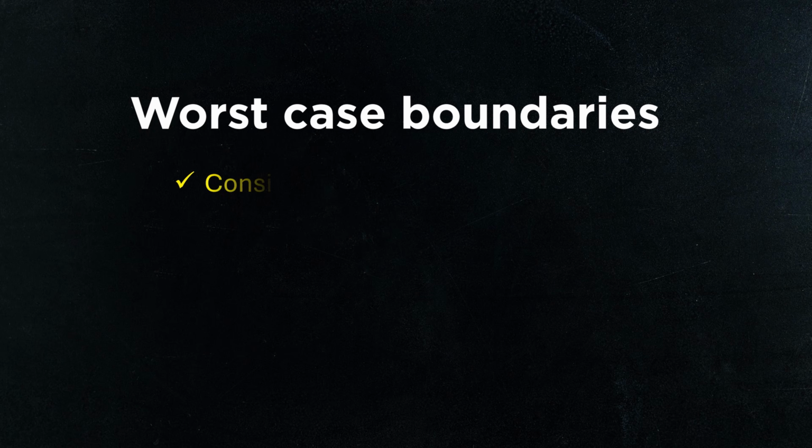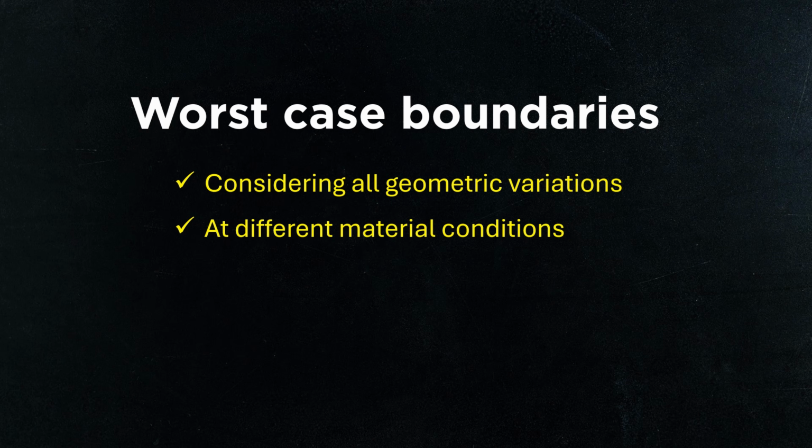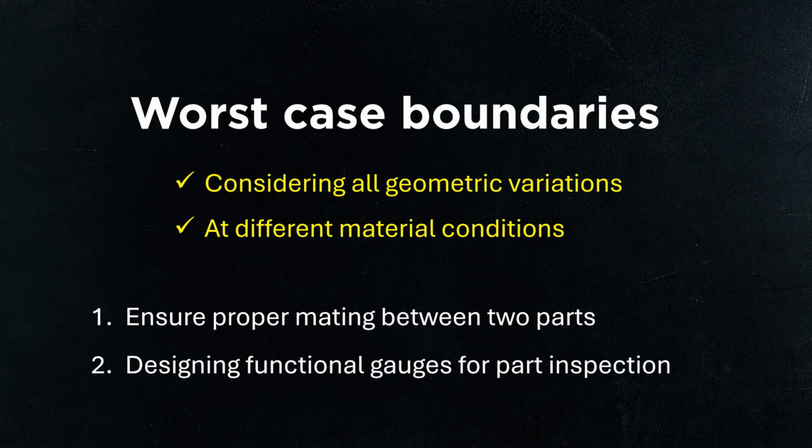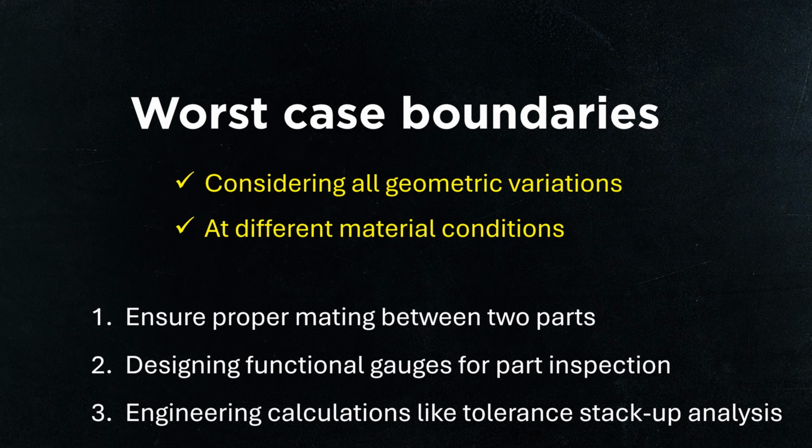So what I want to say is, as a designer, we must be able to calculate the worst case boundaries of any feature of size, considering all the geometrical variations, also when different material conditions are applied in the feature control frame to ensure the proper mating of two parts. Also, we need to calculate the worst case boundary in designing a functional gauge for part inspection, and also for engineering calculations, tolerance stack-up analysis. So this video is a complete detailed analysis of worst case boundaries.